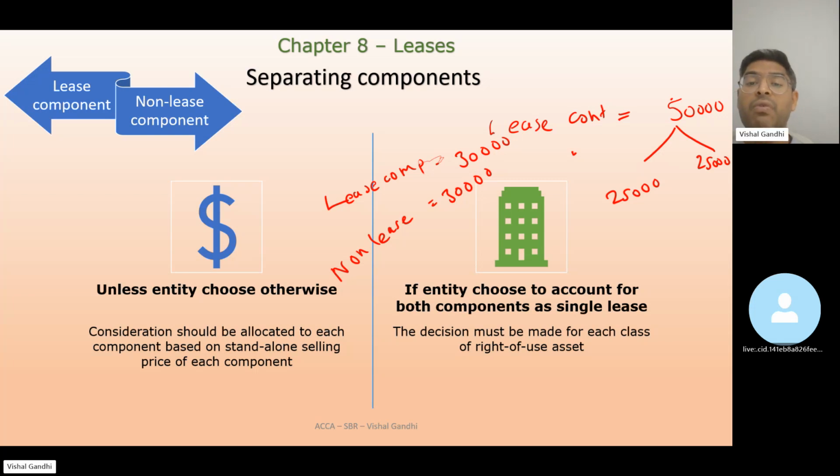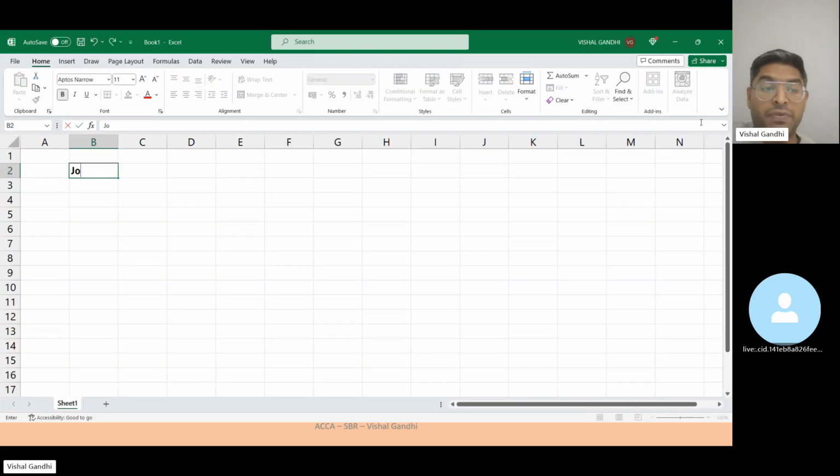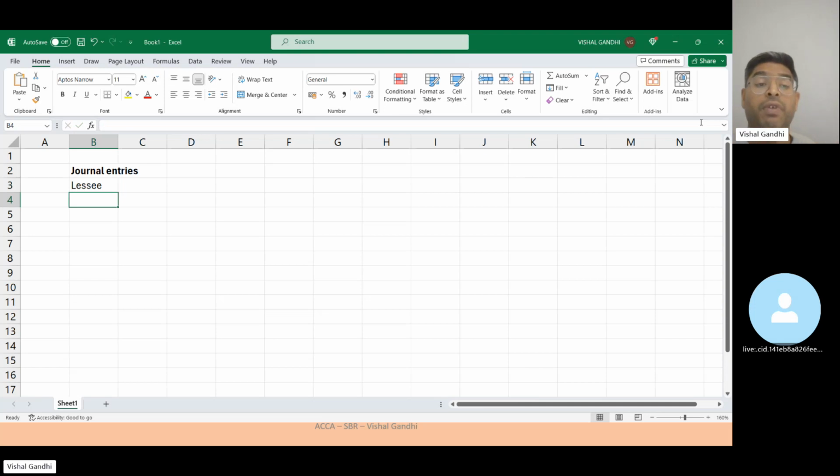Okay. Now let's look at the journal entries. What journal entries will we pass? Let's look at the journal entries first, before we go for any question. Let's say from the lessee's perspective, whatever we are doing right now is from the lessee's perspective. Now, first is what? Initial measurement.